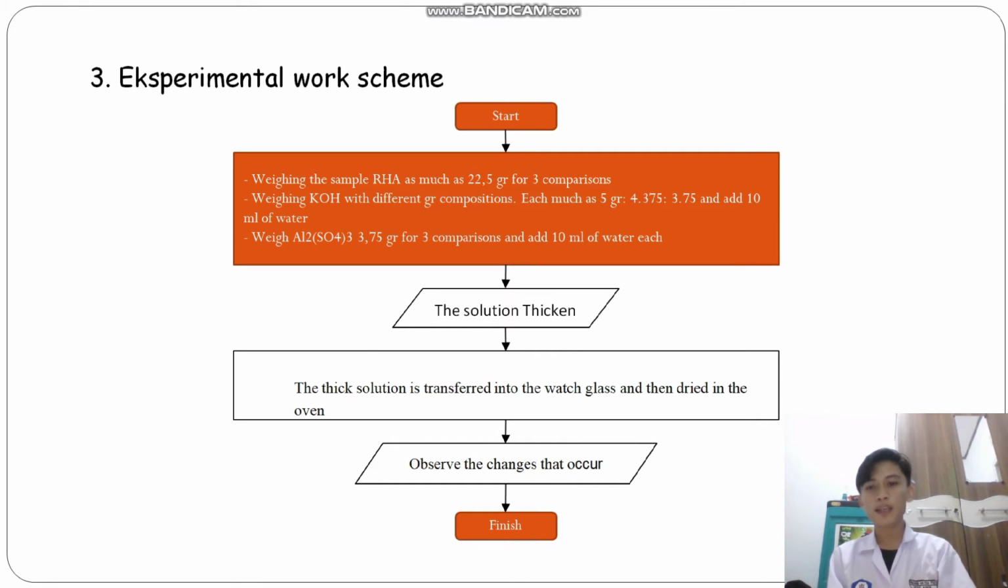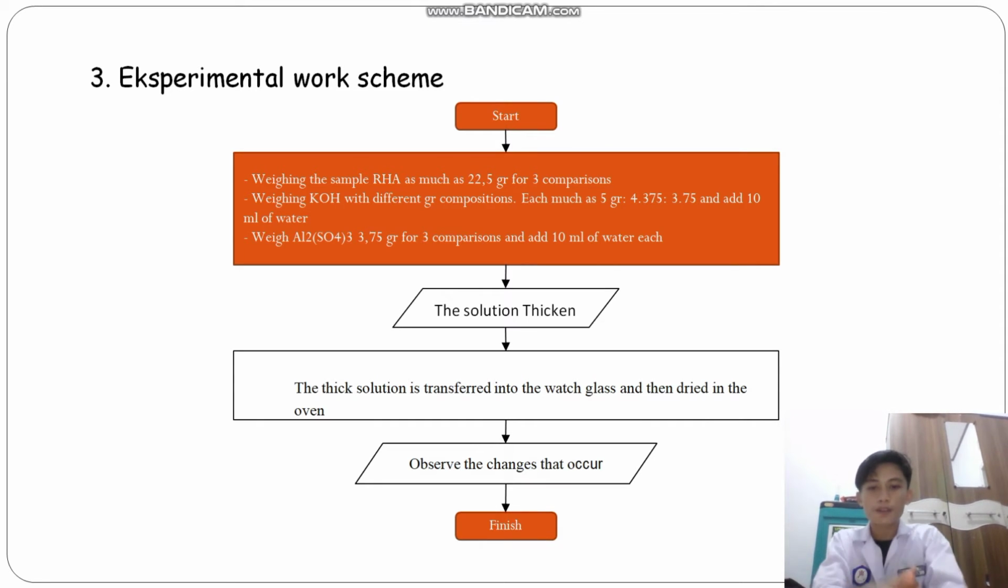The third, weighing aluminum sulfate, 3.75 gram for 3 compositions, and add 10 milliliters of water each. The next step, the solution is thickened. The thick solution is transferred into a watch glass and then dried in the oven.